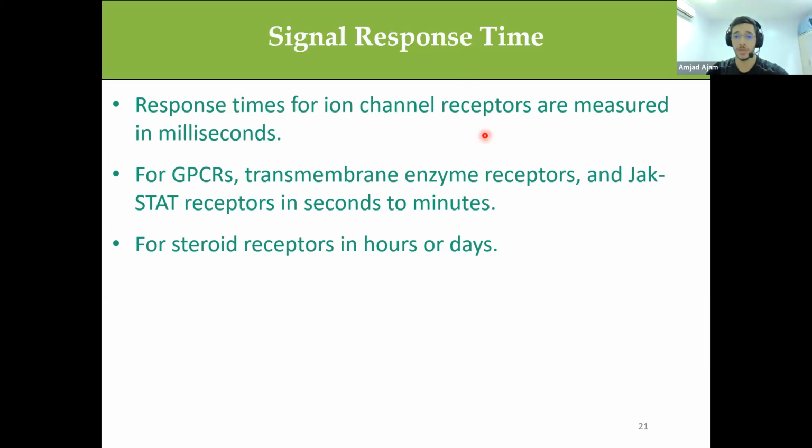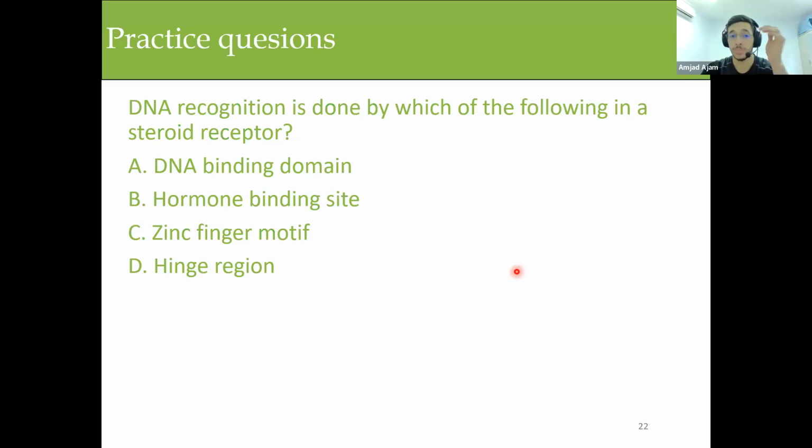Last slide, signal response time. Again, the ion channel receptors are measured in milliseconds, so they are very fast. For GPCRs, the G protein coupled receptors, transmembrane enzyme receptors, and JAK-STAT, they take seconds to minutes, and this is the MISS, membrane initiated. And for the steroid receptors, which are mainly NIS, the nuclear initiated, it takes a long time, hours or days. This is the end, and I will start practice questions really quick.